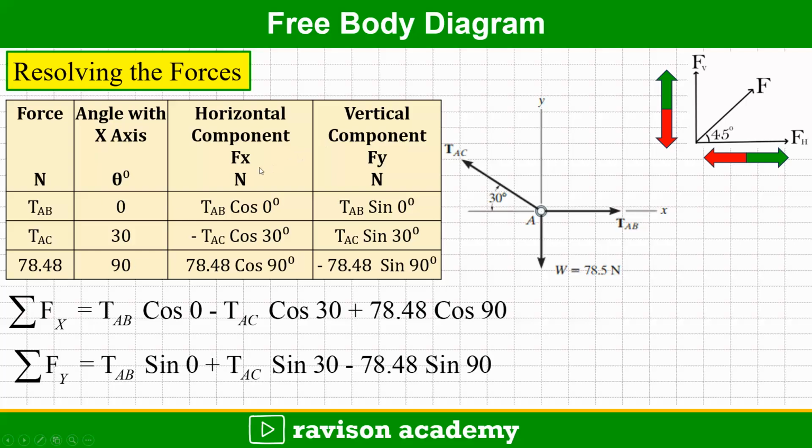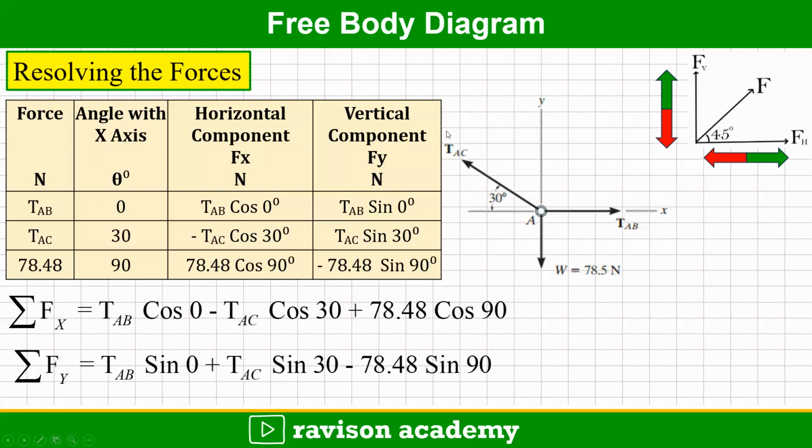We want to find out the horizontal component Fx. Fx is usually taken with the cosine of the angle and the vertical component is taken as the sine of the angle. So here TAB cos 0, and the table is created. Here TAC cos theta. The tension in the string AC is directed in the negative direction of the x-axis, so we are putting the negative sign and all other things remain the same.